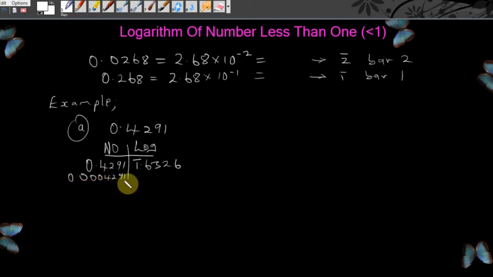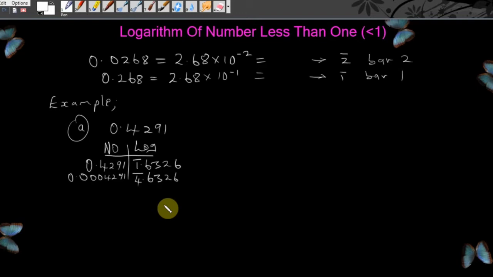If it is 0.000429, it's still the same number, but before you got to the numbers, the zeros were up to 4. So what you're going to do now is write the characteristic as bar 4. You see 4 zeros before this 4291. Then the same, if you go to the logarithm table, it will give you the same 6326. Okay, I use this to explain something.